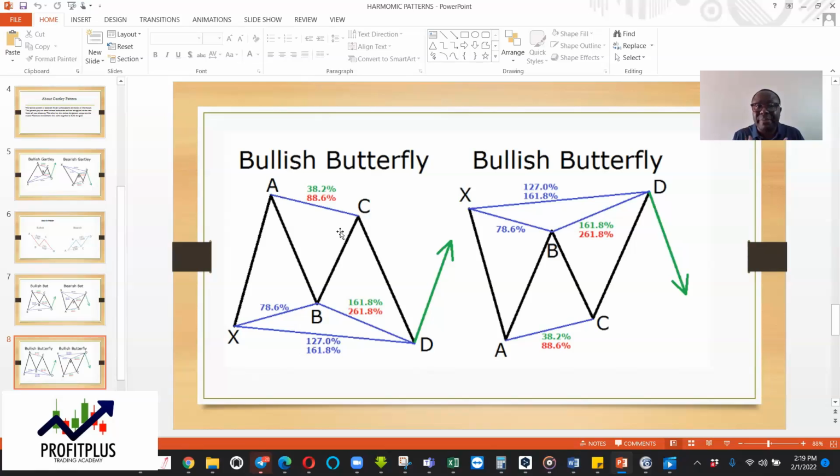So D must be lower than the point B, and this time D will be lower than X. In Gartley, D is above X. In Bat, D is also above the level of X. But in Butterfly, which is a deeper level of retracement, D actually comes lower than X.